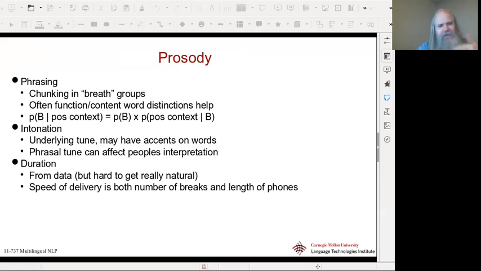Especially if we have some training data. And we probably have some training data because we need to have recorded data in order to be able to build a synthesizer. There are unsupervised ways of finding function and content words that work fairly reliably. We've got tools that will do it naively and just look at the distribution of words and frequency and look at their context, and it will sort them into groups.